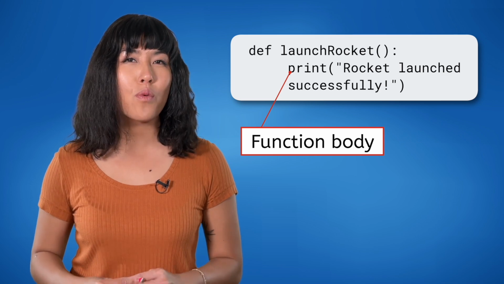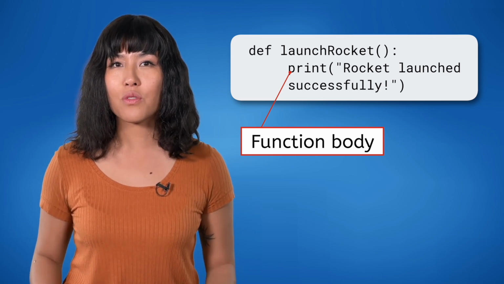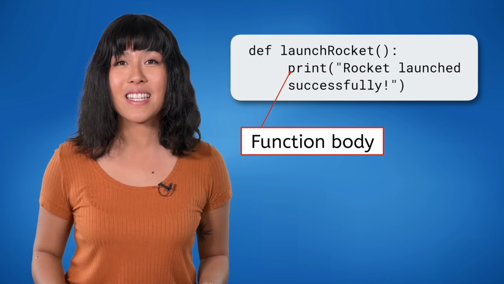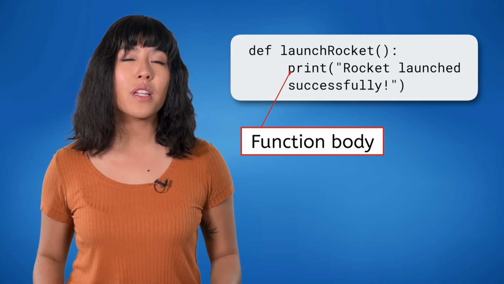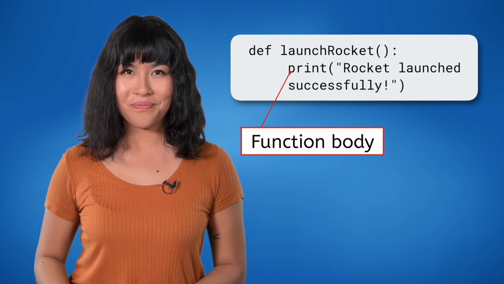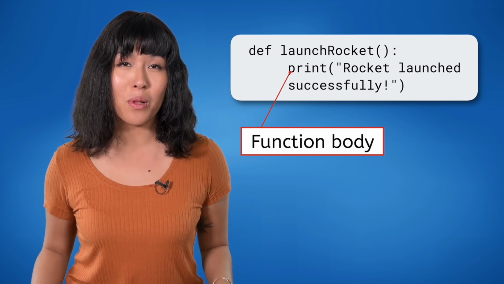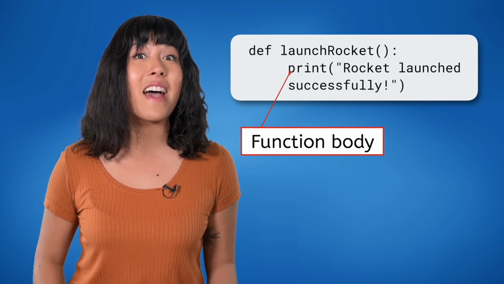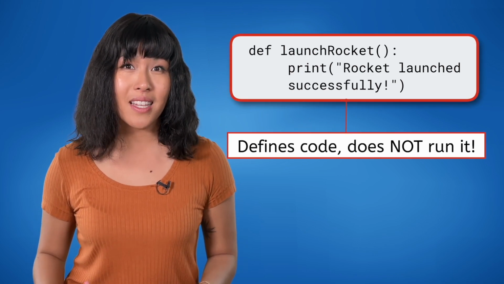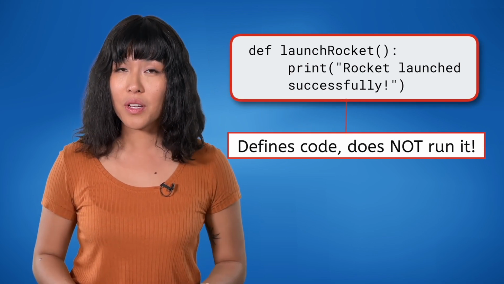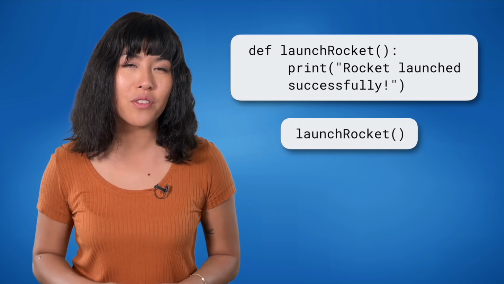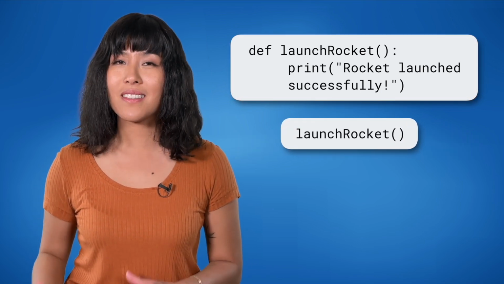Do you remember how we have indented the code blocks for conditions and loops? The function body is indented in the same way, usually with 4 spaces at the start of each line. Here is an example of defining our function and then calling it. Defining the function only creates it. It doesn't actually run the code.